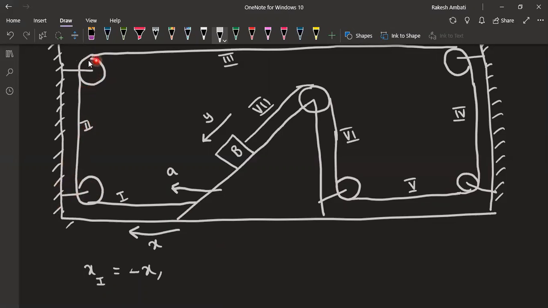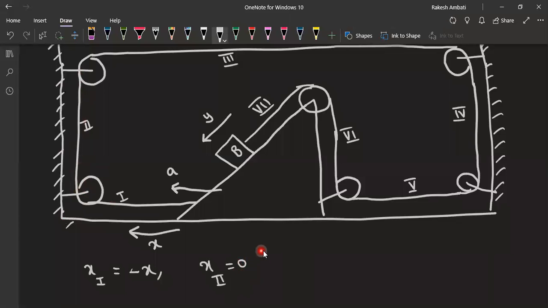This is the fixed pulley, and this is the fixed pulley. So the distance between them is not changing. So for second segment, no change, equal to 0. It is a fixed pulley, they are not moving, so here this distance is not changing. So no change, equal to 0.